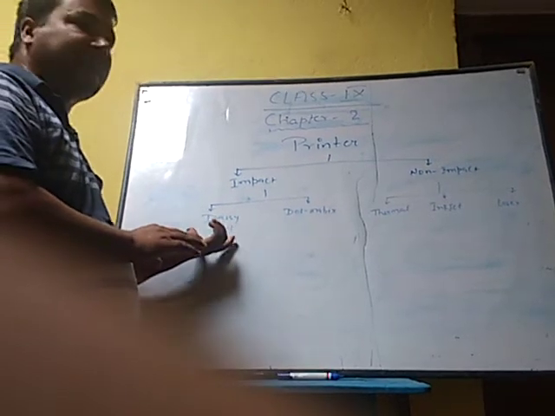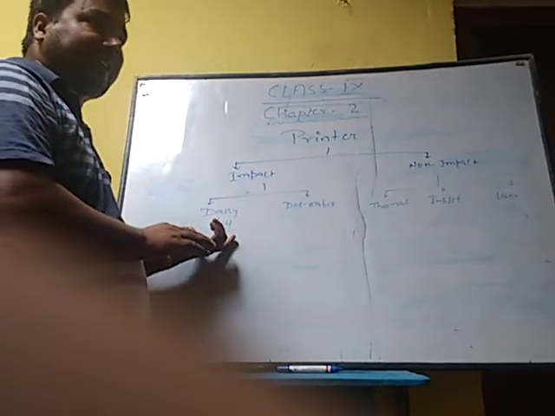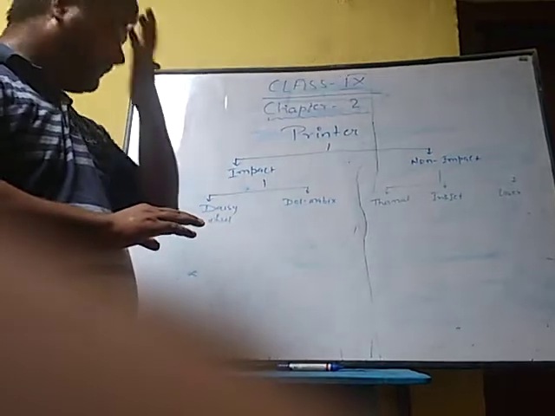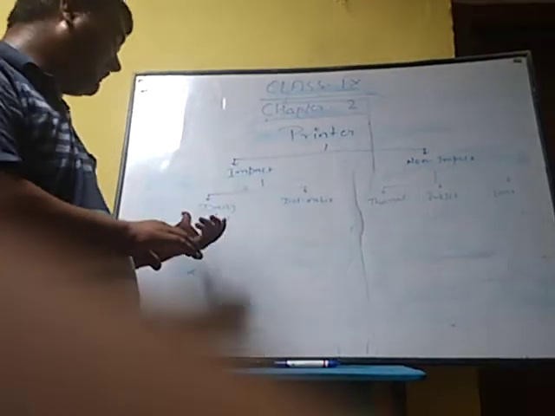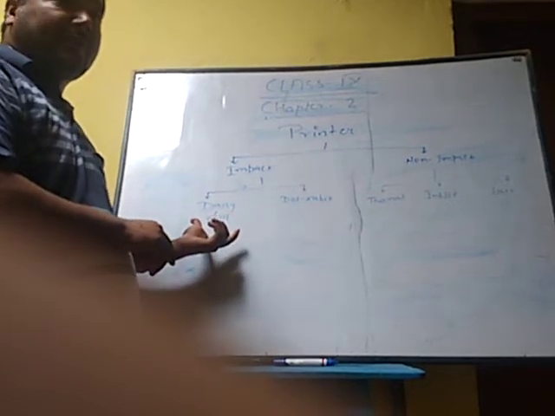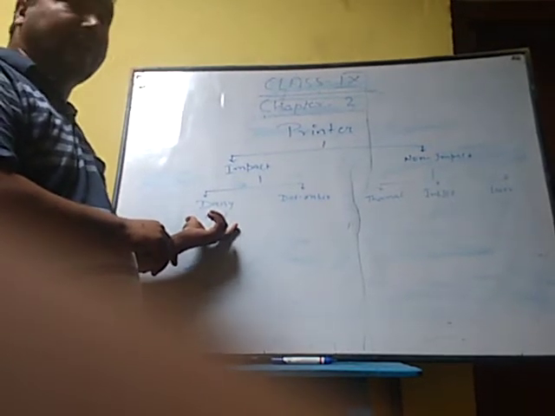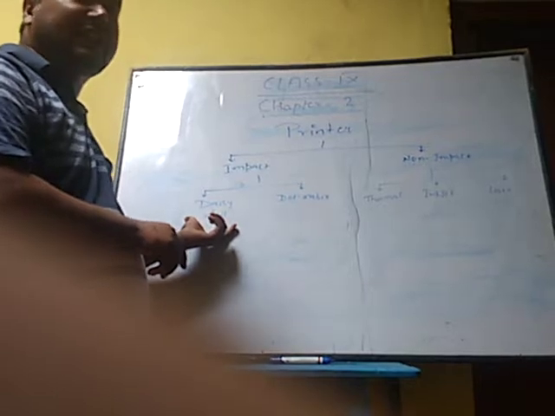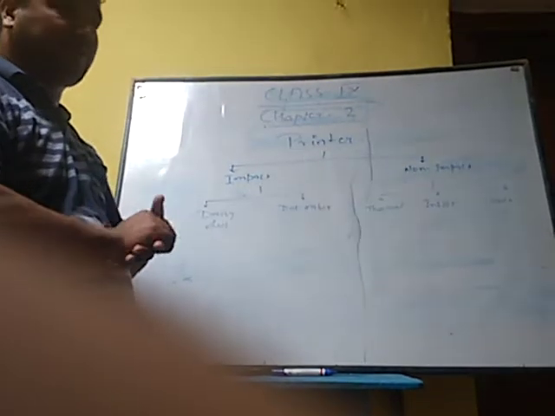Its printing speed is very slow. It can print characters, one character at a time. That means its speed can be measured at 40 to 60 characters per second. Clear? And picture quality is very poor. And it is very noisy. And it is bulky in size, so we cannot carry it to other places.